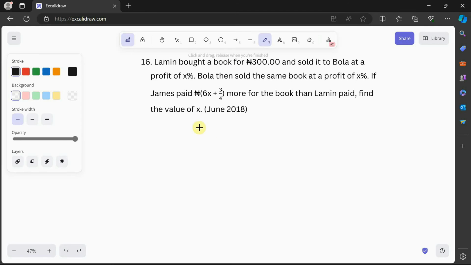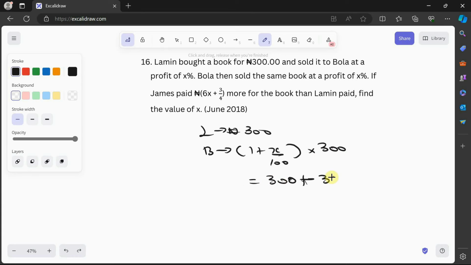So we know that the price that Lamin bought the book for was 300 naira. The price that Bola bought the book, that's B, was at a profit of x%. So that would be 1 plus x over 100, abi, multiplied by 300. So this is like the cost. Let's break it down. This will be 300 plus 3x if you open up the brackets.